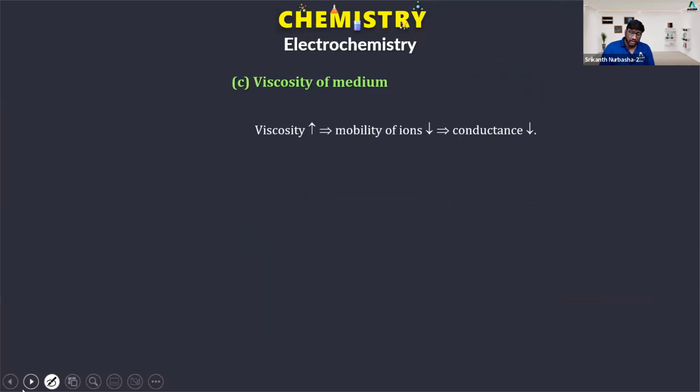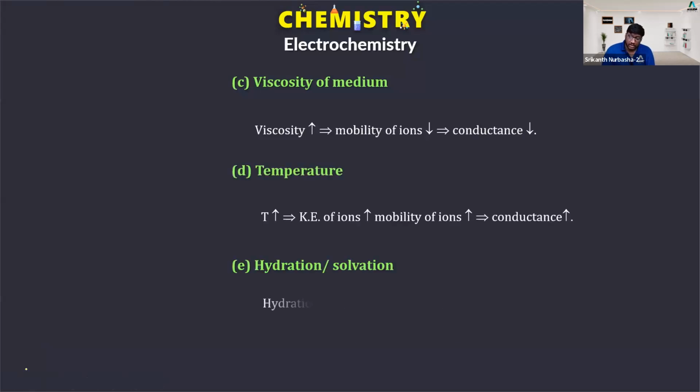Very good. What about viscosity? Viscosity means like a friction, resistance for the flow of the ions. So if viscosity of the medium is high, mobility of ions will be decreased because resistance is high, so obviously conductance is going to decrease. Temperature: with increase in temperature, the movement of the ions will be high. Kinetic energy of the ions increases, so mobility of ions increases, so conductance increases.